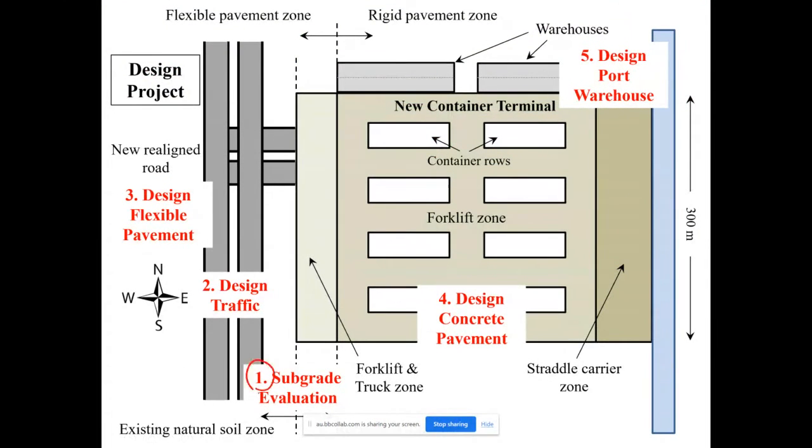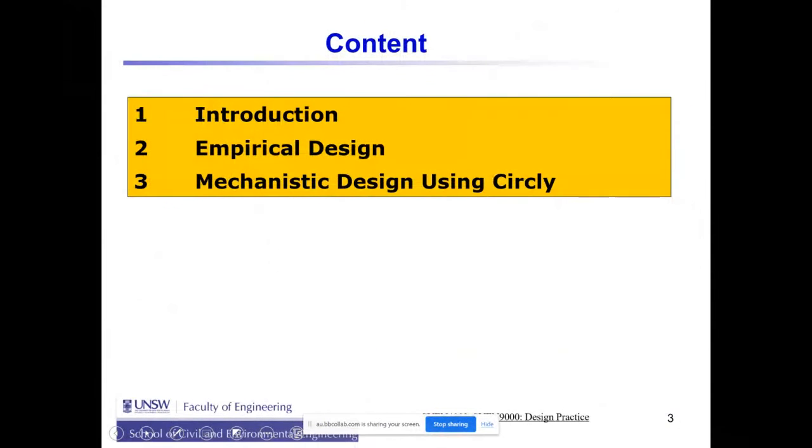So in the first step, we determine the subgrade. We evaluate the strength of the subgrade, the value of CBR, then design traffic, how many vehicles are going to pass through the roads. We converted them to the equivalent standard axle. In the third step, we want to design the flexible pavement for the access road.